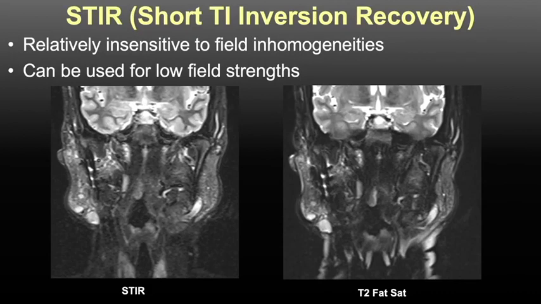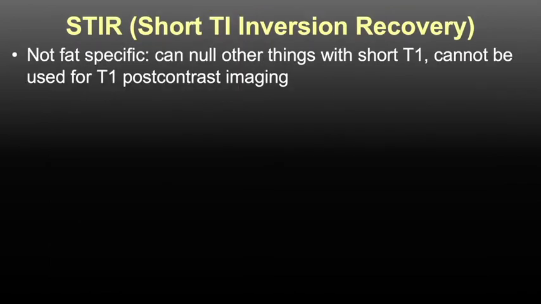Furthermore, because we're relying on the intrinsic T1 relaxation time of fat and not chemical shift, we can use STIR at fairly low field strengths, even below 1.5 T. The drawback of STIR, of course, is that it is not fat specific. So anything that has short T1 will be suppressed. And that includes anything that enhances on post-contrast T1 weighted imaging. So we can only use STIR as essentially a T2 quote-unquote fat suppression technique.